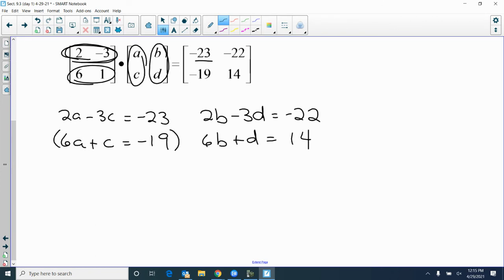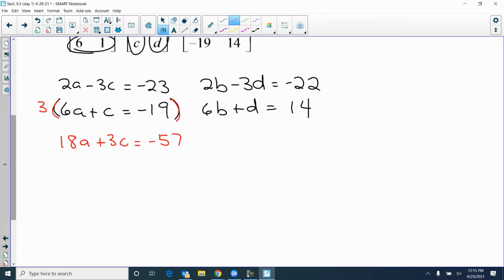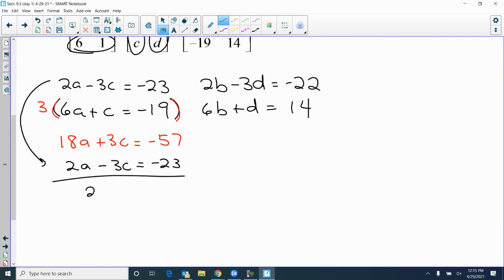I'm just going to multiply that by 3, and I'm going to write it right underneath there. And I get 18a plus 3c equals -57. And I'm just going to bring that first one back down there. It's 2a minus 3c equals -23. All right, I get 20a equals, what is that, -80. Divide by 20, you get a equals -4.